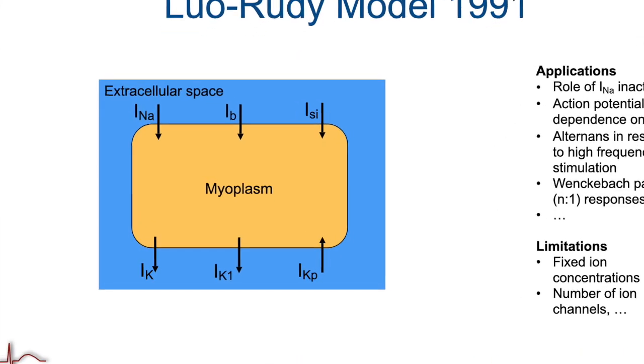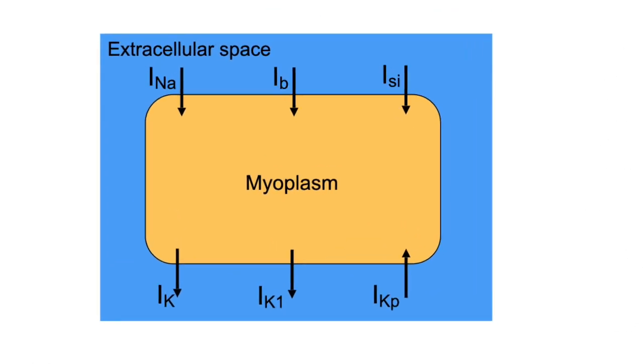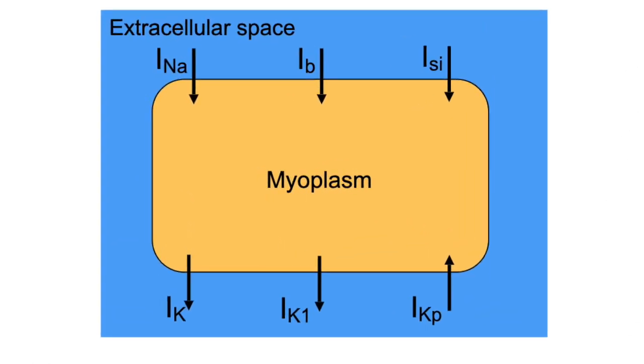So the Luo-Rudy model, it turns out Luo-Rudy 1, came out in 1991. And here you see the diagram that shows the cell as this yellow blob, the myoplasm. So this is the substance inside the cardiac myocyte. The blue is the extracellular space. And each of those arrows corresponds to a different current. So now we don't just have the sodium and potassium, we have some other currents. In fact, we have several different potassium currents. I mentioned this before, that would happen. We also, of course, have to include a calcium current, and that's what ISI means.